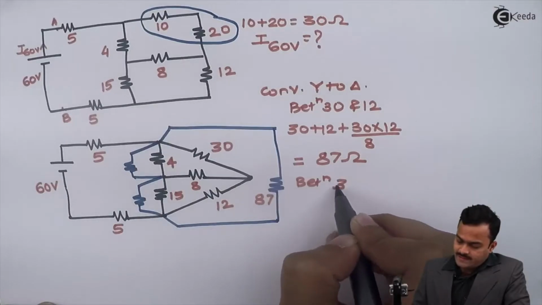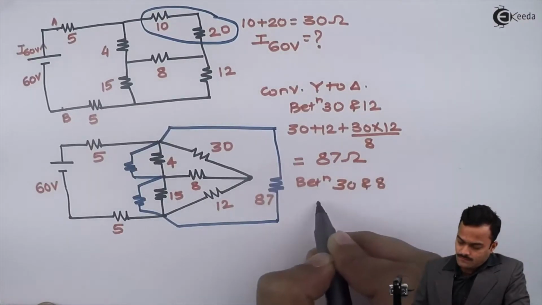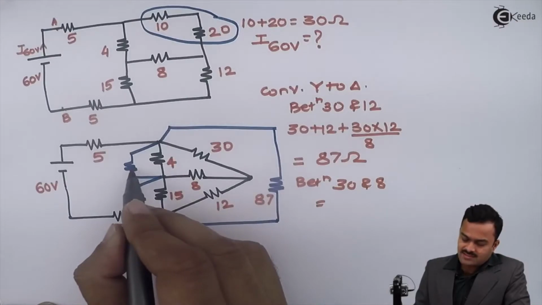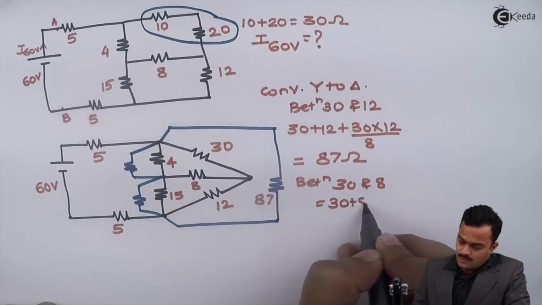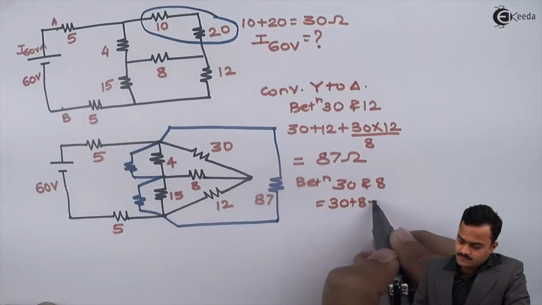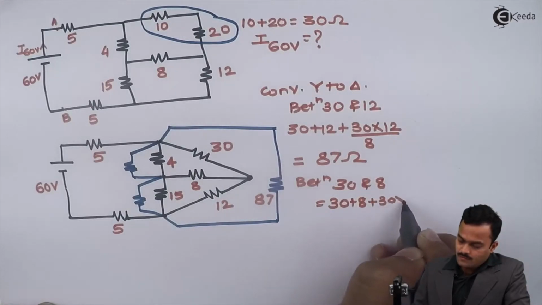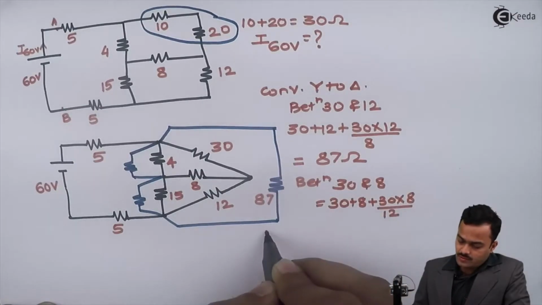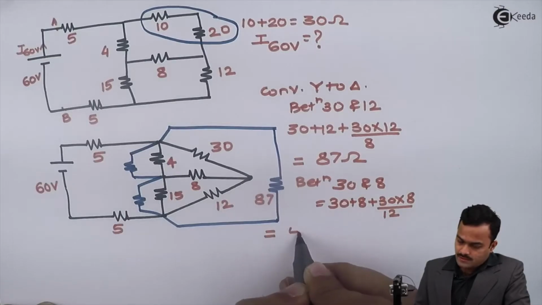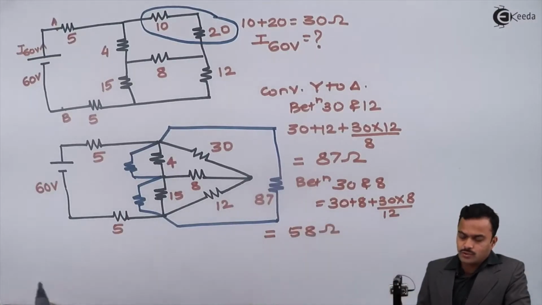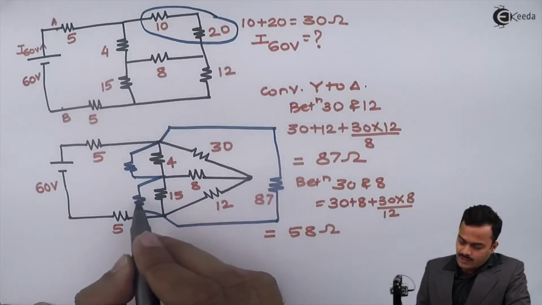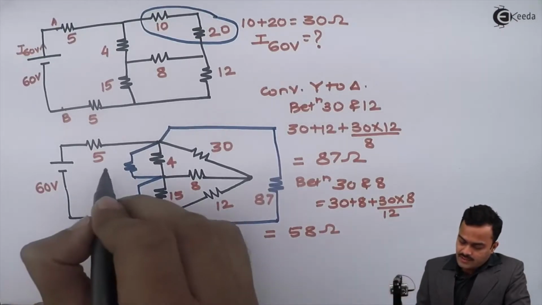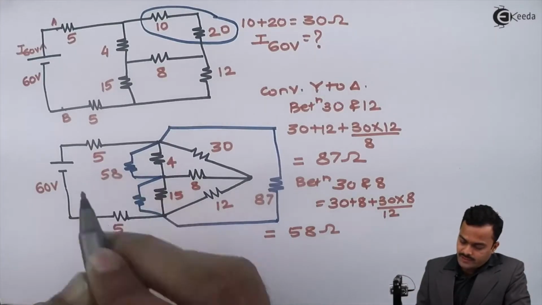Between 30 and 8, that means I am talking about this resistance. So 30 and 8, addition plus multiplication of two resistors divided by third resistor, which is 12 ohm. So that will give me answer 58 ohm. Now third resistor between 12 and 8, that means I am talking about this resistor. So before that I will mention here value is 58.